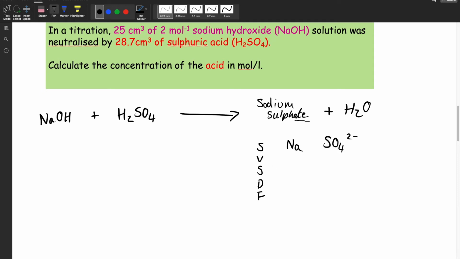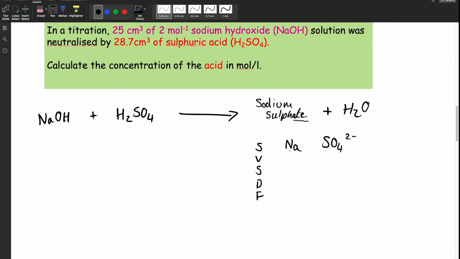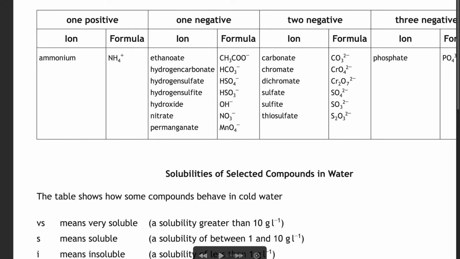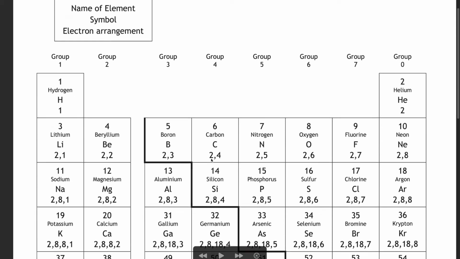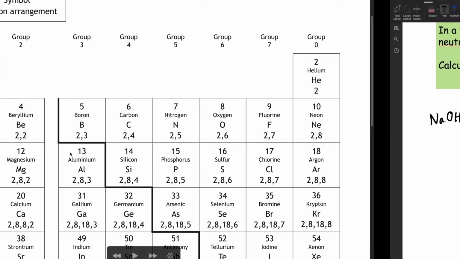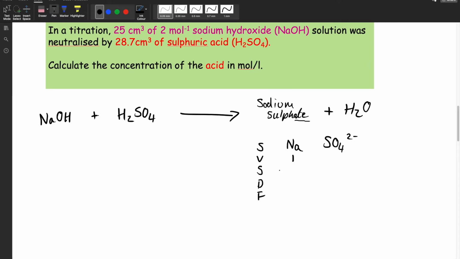Next step is the valencies. Now you can find your valency of your sodium from the periodic table, which I'll just go back and remind you of. So let's find sodium. Sodium is there. It is in group 1, which means it has a valency of 1. So we write a 1 there. Sulfate's valency you get from its charge here. So it's got a charge of -2, which means its valency is 2.